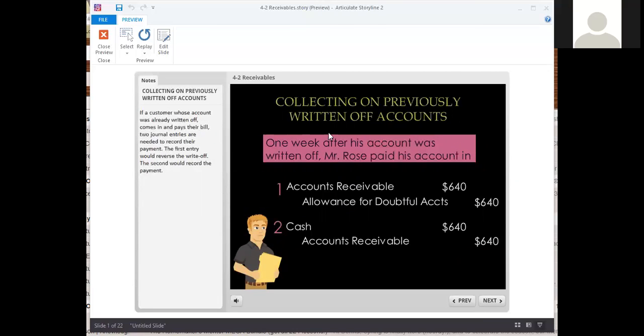What happens if that Mr. Rose that we talked about, after we write him off, shows up and pays? It takes 2 journal entries.